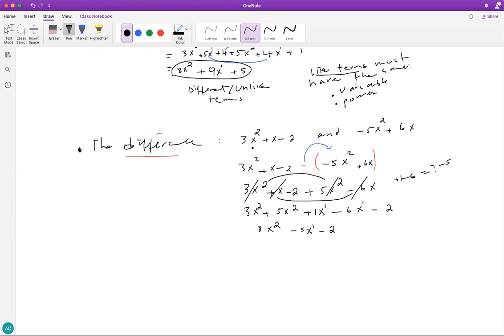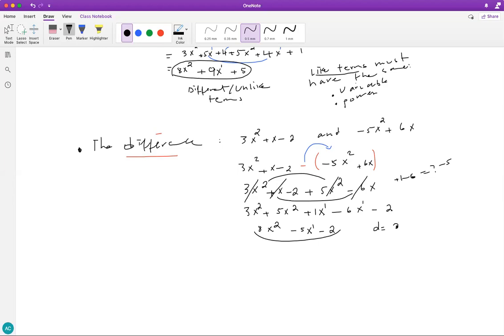So we combined a trinomial and a binomial. So the result is a trinomial with 3 terms. You can't do anything else. These are different because the powers are different. What degree is this polynomial? 2. Degree is 2. That's right. The highest power, not the highest coefficient, the highest power.